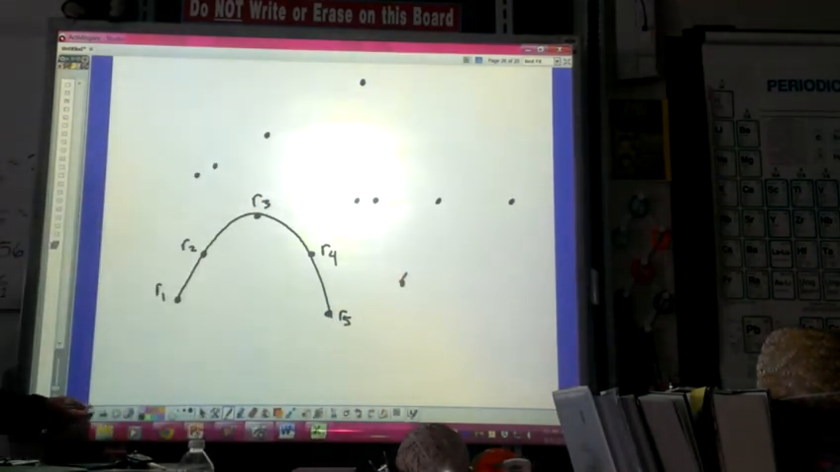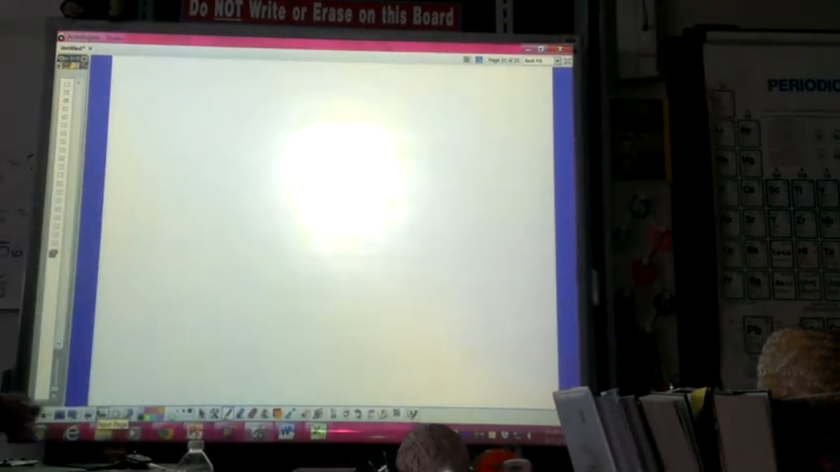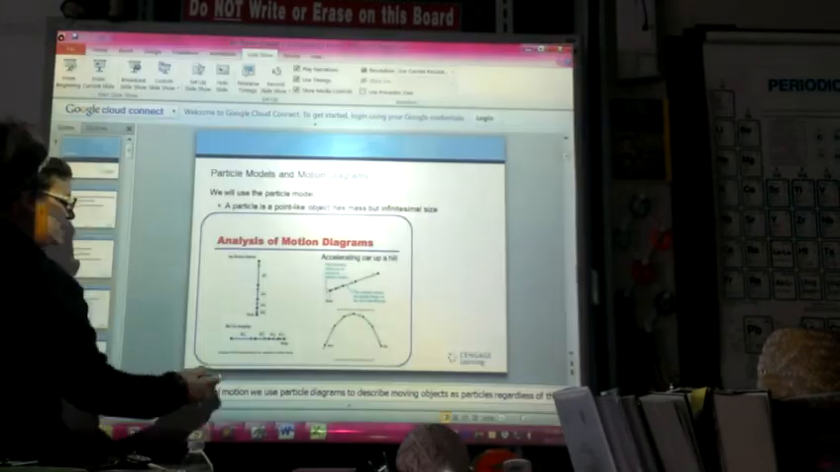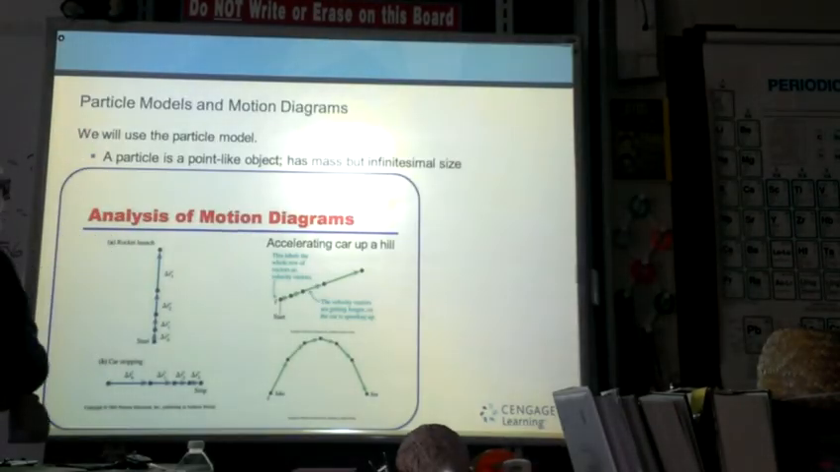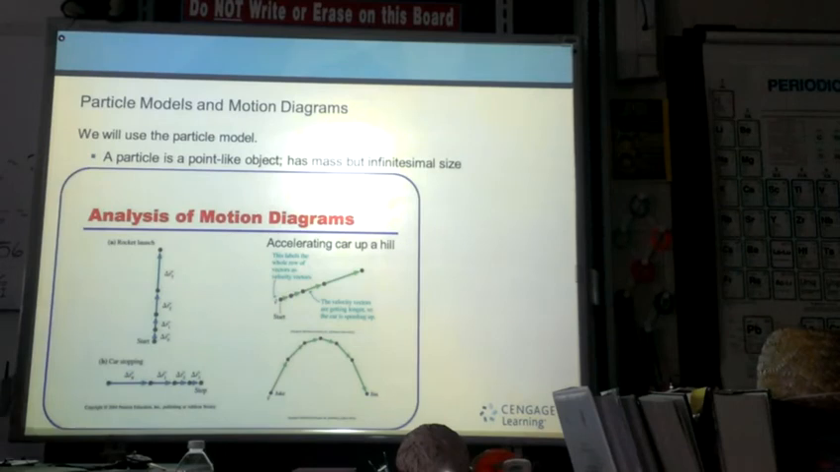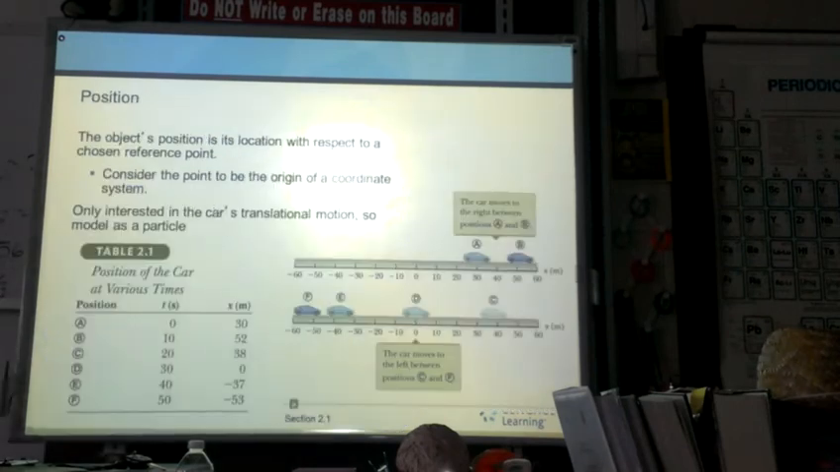So that's a motion diagram. And we, again, will use particle diagrams because they're just easier, and I can't draw, so that's pretty much why we have to do particle diagrams. Okay, let's keep going. Position.